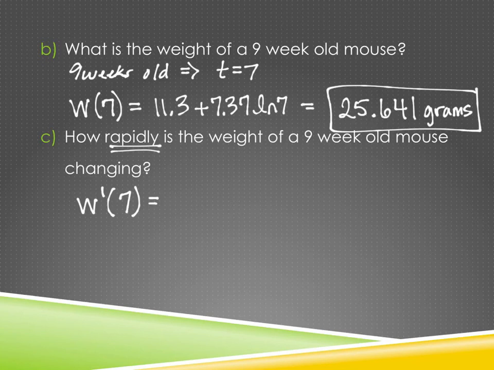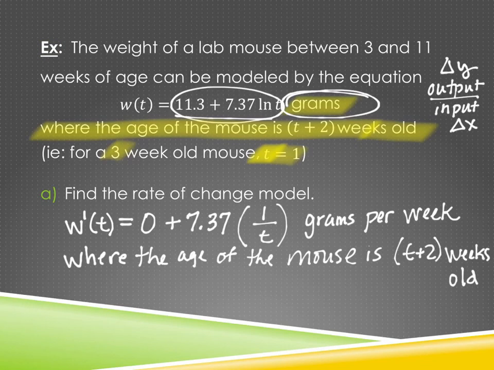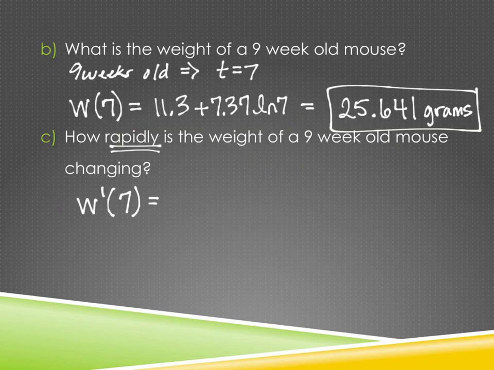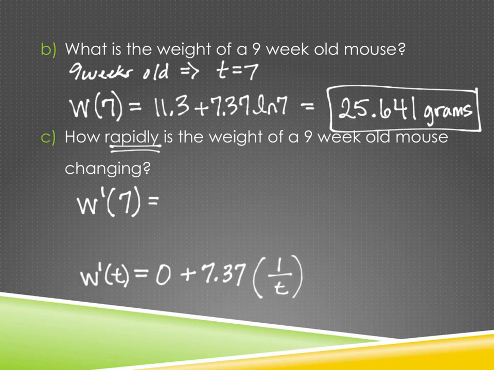Now we created W prime. It's on my previous slide. My W prime looked like this. I didn't mean to cut it, I meant to copy it. Let me try that again. Okay, that's what W prime was, just so that I've got it on my screen. So I don't necessarily need to write down the 0 plus, but I have 7.37 times 1 over 7. That's what I would calculate. That's where I would plug it in. And what does that give me?